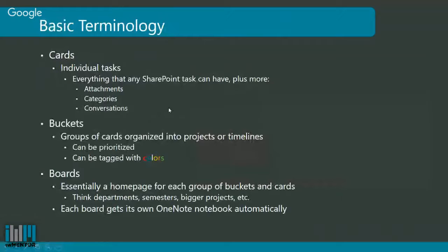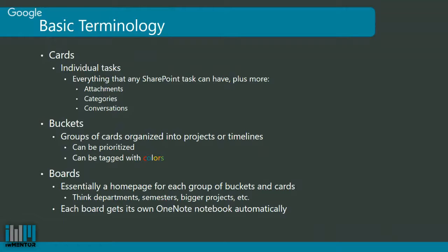Let's go into some basic terminology. There are three different pieces inside Planner. There are cards, and those are the tasks that I was talking about. If you think about SharePoint tasks, they have descriptions and titles and due dates and start dates and assigned to and all that jazz. But cards have some additional stuff. In a card, you can have an attachment. You can assign them to categories, and you can even have conversations within a certain task. So if someone has a question about a card, they can just ask it, and then it can start this whole conversation.